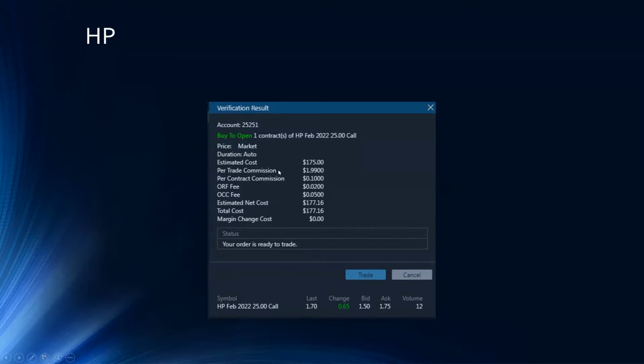Now, with the option, it also breaks down your other commission parts that are part of that. So per trade, there's a commission here. Then you have your ORF fees and your OCC fee. These are exchange fees. There's nothing you can do about it. Everyone pays those. Estimated net cost, if this gets filled properly, would be $117.16. So it's an extra $2.16 to place this trade. As you can see, all those numbers lined up.